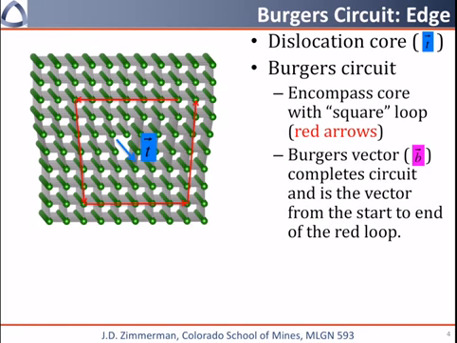What we see is that because we encompassed this dislocation core, we didn't start and end at the same location. So the Burgers vector is the vector that goes from the start of the red arrows to the end of the red arrows. We would draw that here, as I've done in pink. This is the Burgers vector. For an edge dislocation, as shown here, the Burgers vector is perpendicular to the dislocation core.